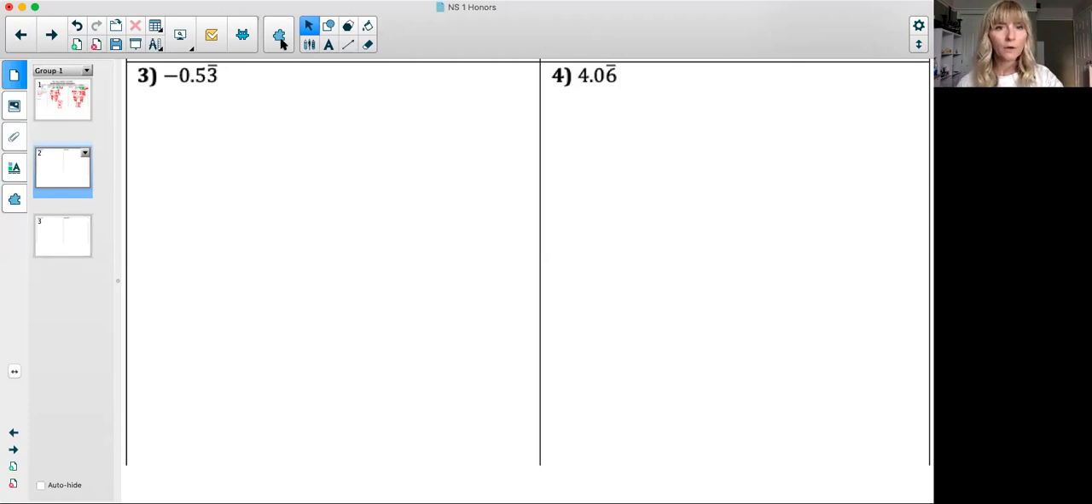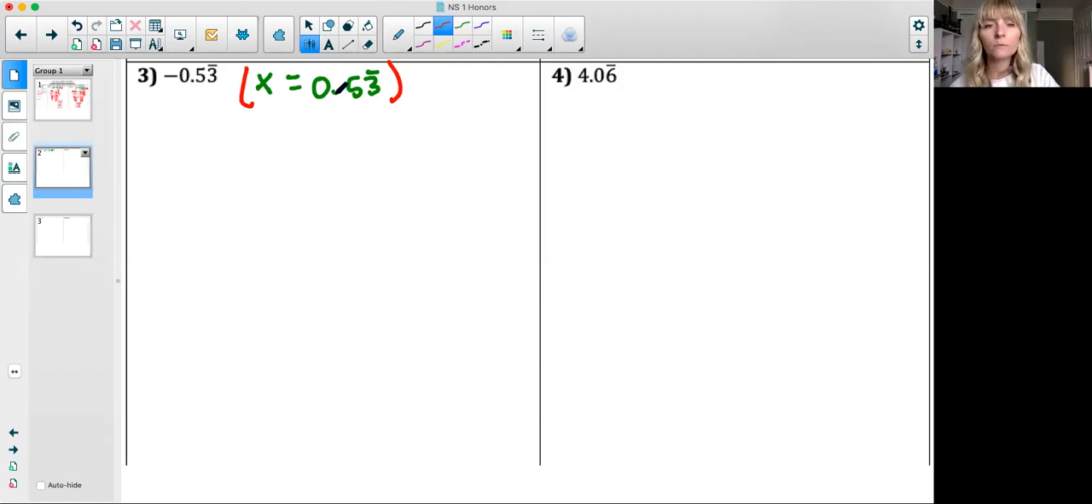So let's go through our process here and let's see what happens. So if I say, okay, x equals, I'm going to do the absolute value of the original, and I'll just worry about the negative when I'm done. So this time, okay, just the 3 repeats. So remember, you want to multiply by powers of 10 that will move you past the decimal. Okay, that's still going to be 100 on this one. So I'm going to have 100x.